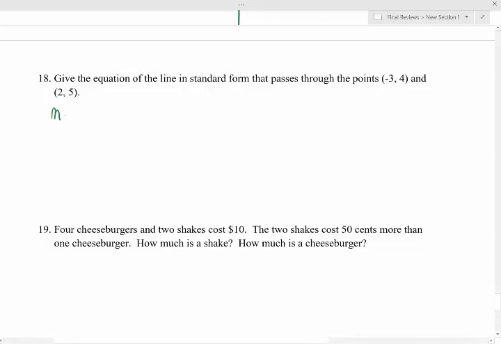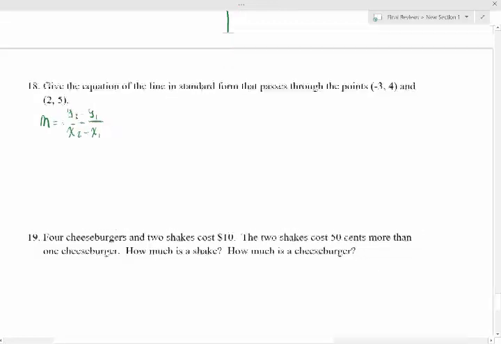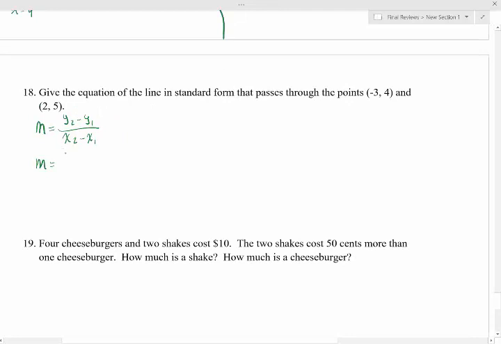And that's going to be m equal to y2 minus y1 divided by x2 minus x1. Well, my y2 is 5, and my y1 is 4, my x2 is 2, and my x1 is -3. It's going to be plus 3. So it's going to give me 1 over 5. So my slope is 1/5.